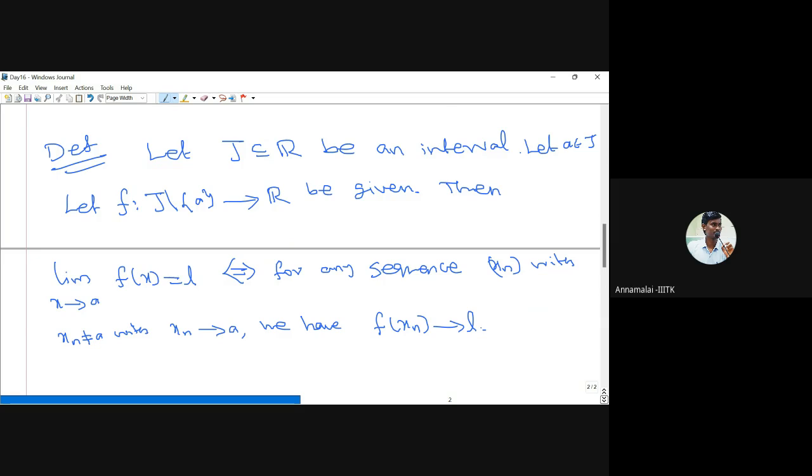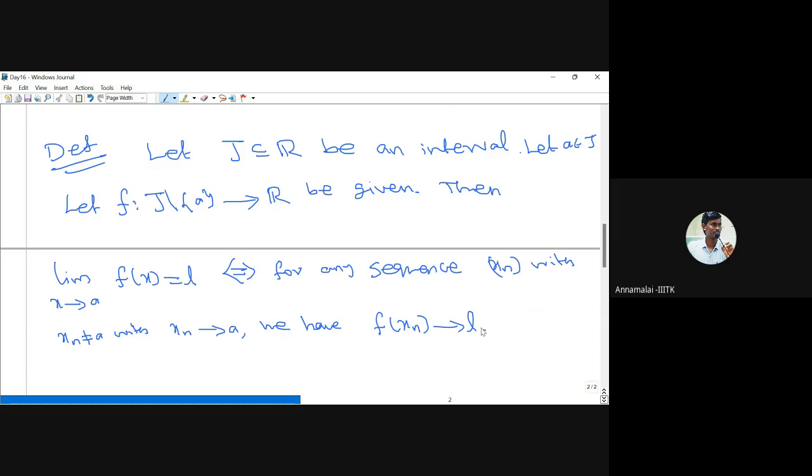Then we say L is the limit of the function at the point. So this is just for the limit of a function at a point A. When we say a function f has a limit at a point A, if you take any sequence xn in the domain, xn converges to A, but none of the terms of the sequence is A, then f of xn converges to L, then L is the limit of the function at the point.